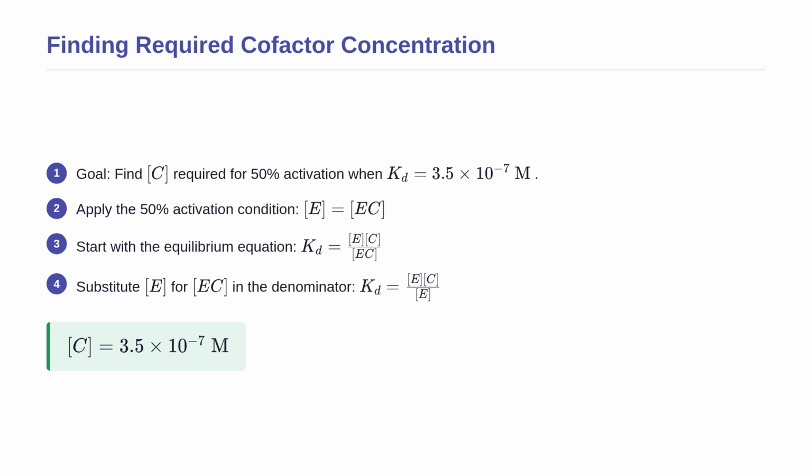We start by stating our 50% condition, where E equals EC. Then we take our standard equilibrium equation. Because E and EC are equal, we can substitute E into the denominator. The E terms in the numerator and denominator perfectly cancel each other out. This leaves us with the free cofactor concentration exactly equal to the dissociation constant. So the required concentration is simply 3.5 times 10 to the negative 7 molar.